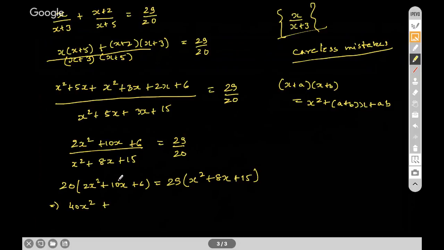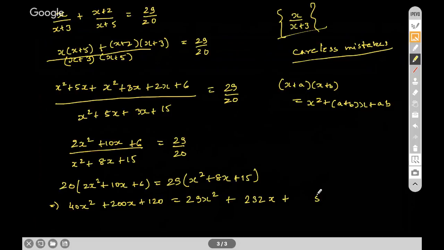Then it is 200x, isn't it? 20 into 2 is 40, so 200, and then it is 120, and this is 29x squared plus 8 into 29, which is nothing but 8 into 30 minus 8, so this is 232, I believe. So 8 9s are 72, 7 carries 7, 16 plus 7 is 23, so 232, and there is an x. And 29 into 15 is 30 into 15, which is 450 minus 15, that is 435.